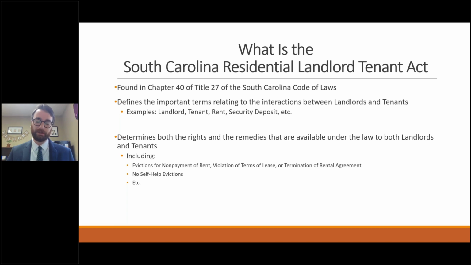And that can include anything like a landlord's right to evict people for non-payment of rent or violation of the terms of their lease, or the termination of the rental agreement. Or it could include the right that a tenant has to not be self-help evicted by a landlord, to not be locked out of their residence. And that can also include a tenant's right to get repairs from their landlord or anything along those lines.